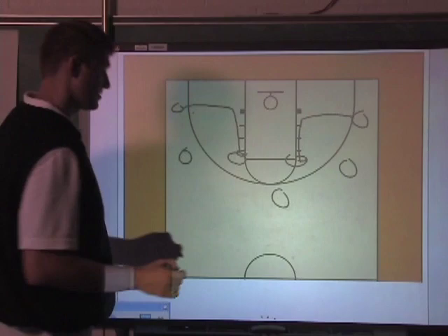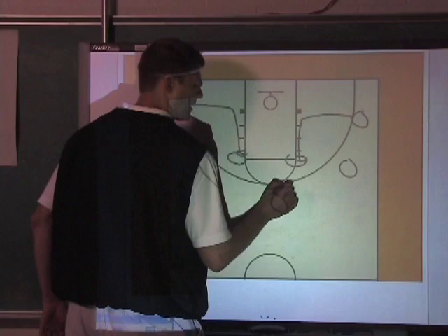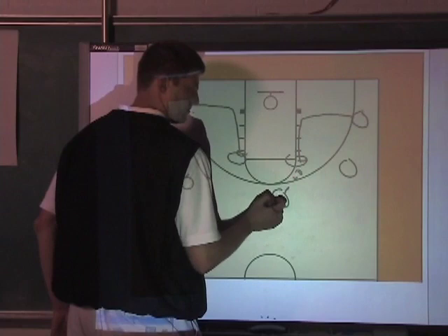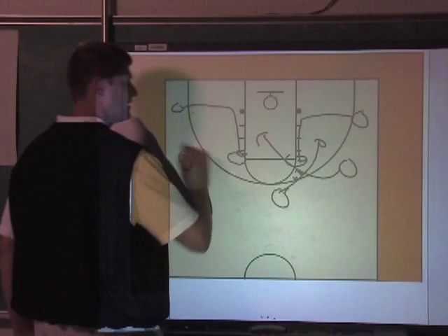Once the L cuts are made, it can be made by any player. Once the L cuts are made, the ball can be entered. You can drive one-on-one, or you can enter, and then scissors actions can then come off of it, and then a screen can be set for one of those players to come off of it.